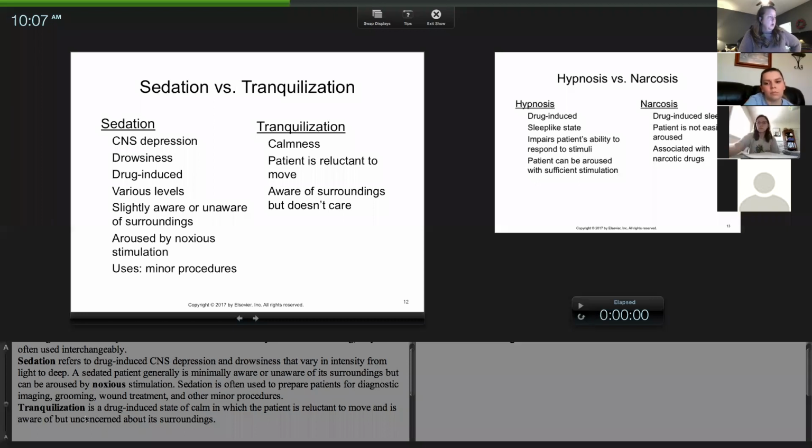If we go under tranquilization, a drug-induced state of calm, which is a CNS depression, the patient is reluctant to move, is aware but unconcerned. So the difference here is sedation: the patient can be aroused by a noxious stimulus. It says it in the notes page. And a noxious stimulus is something of an annoyance, and this is what I was explaining yesterday.